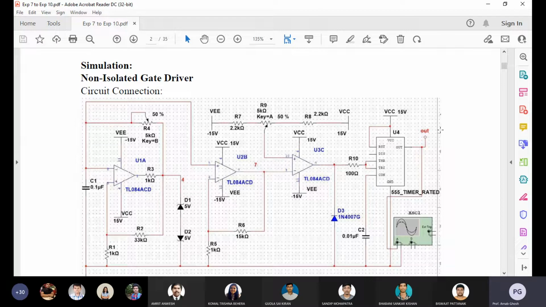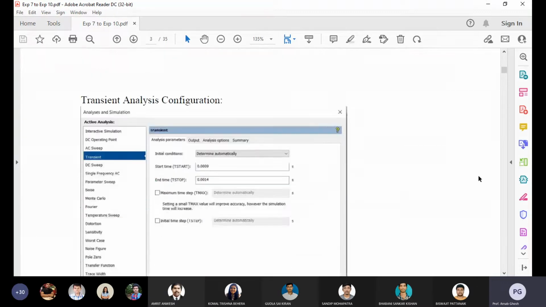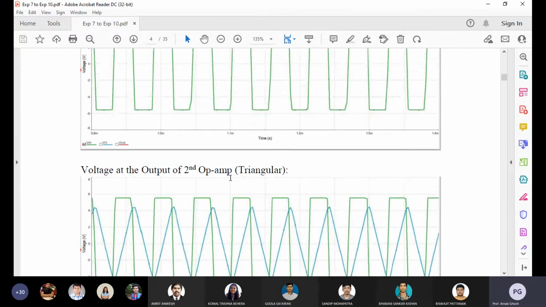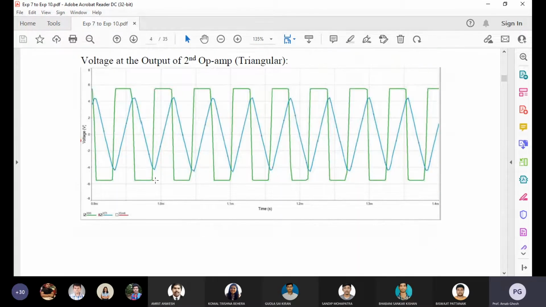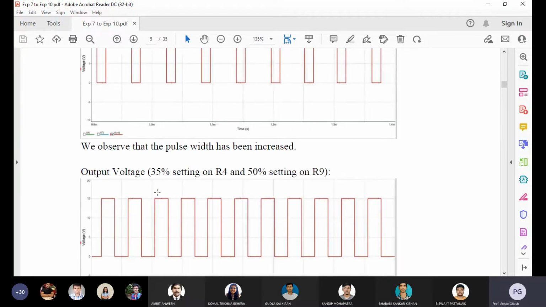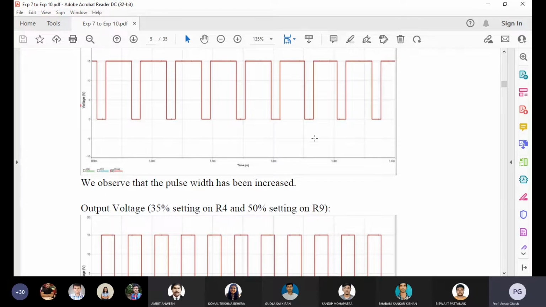Next, what happened? Sorry. So here the tables are given. What are the basic parameters? You can observe the output of individual op-amps, the terminals of the first and second op-amp, and how the pulse and triangular waves are coming. Both cases you can easily understand from these diagrams. Then 50% for R4. Both conditions are there. If you decrease or increase R4, the frequency changes. You can see the pulse width has been varied.